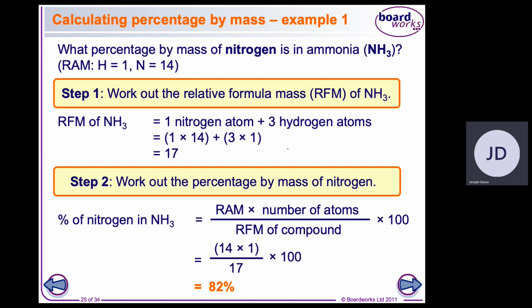Okay, so the percentage by mass is calculated by working out the amount of the element in the compound that has been given to you.